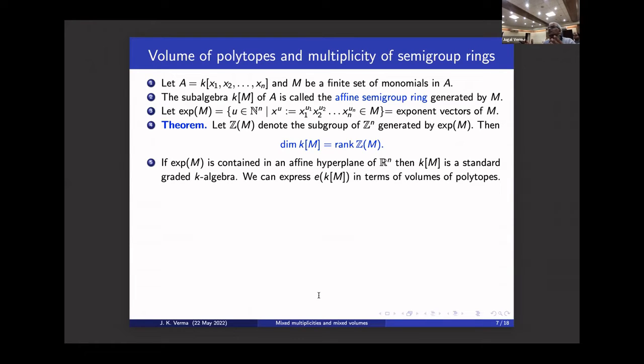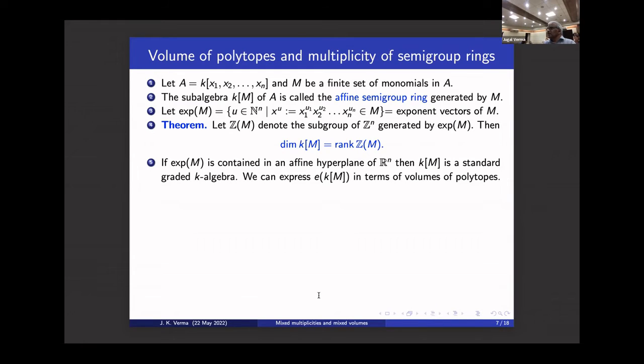So take, say, monomials of degree D. So all these monomials of degree D are now considered degree 1, and then the semigroup ring becomes a standard graded algebra. So when you have a standard graded algebra, by the Hilbert-Serre theorem, the multiplicity makes sense because the Hilbert function becomes a polynomial for large n. I can express the multiplicity of the semigroup ring in terms of a certain volume of a polytope.